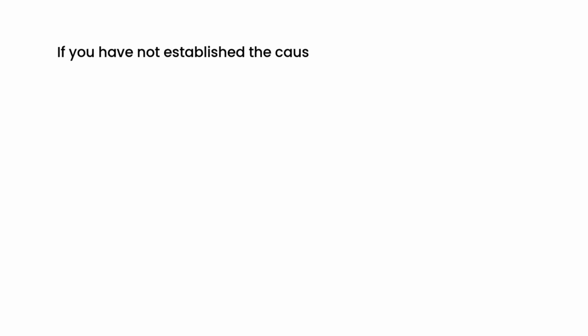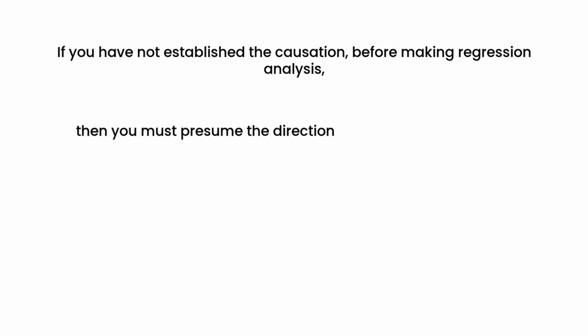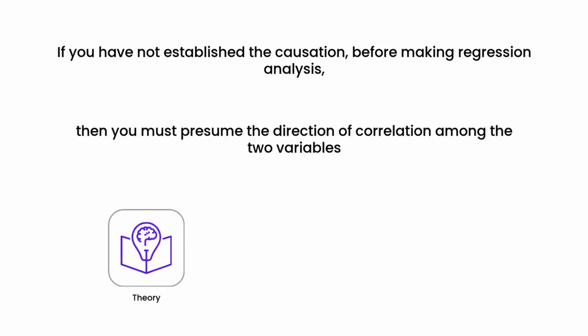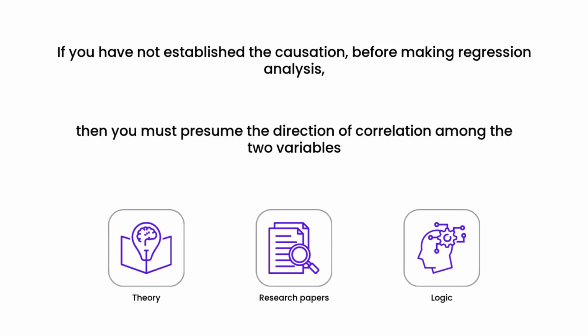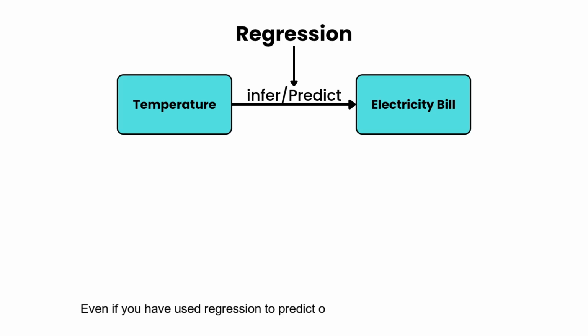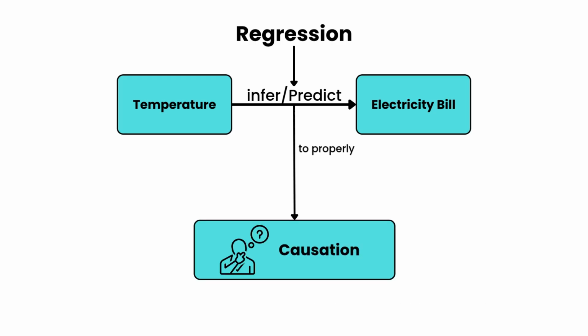If you have not established the causation before making regression analysis, then you must presume the direction of correlation among the two variables using some theory, available research papers, or logic. Even if you have used regression to predict or infer one variable using another, to properly interpret the regression result, you must think of causation.